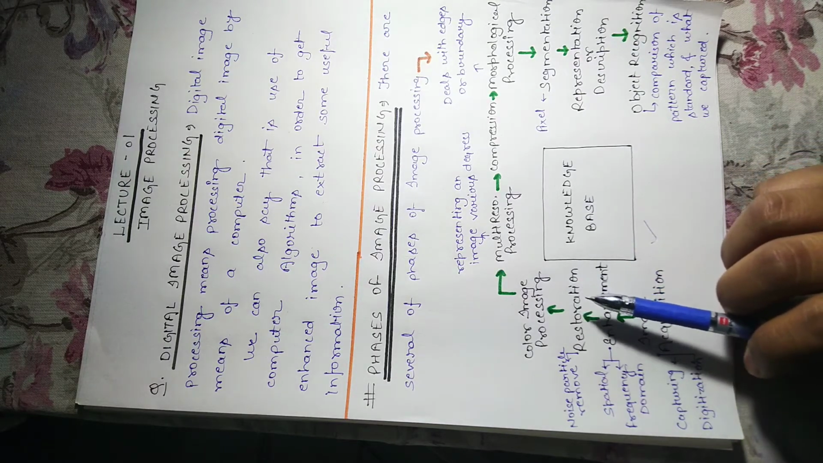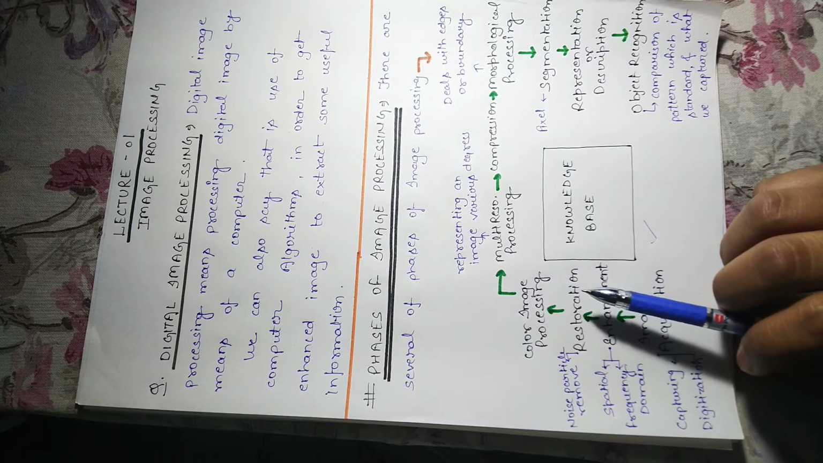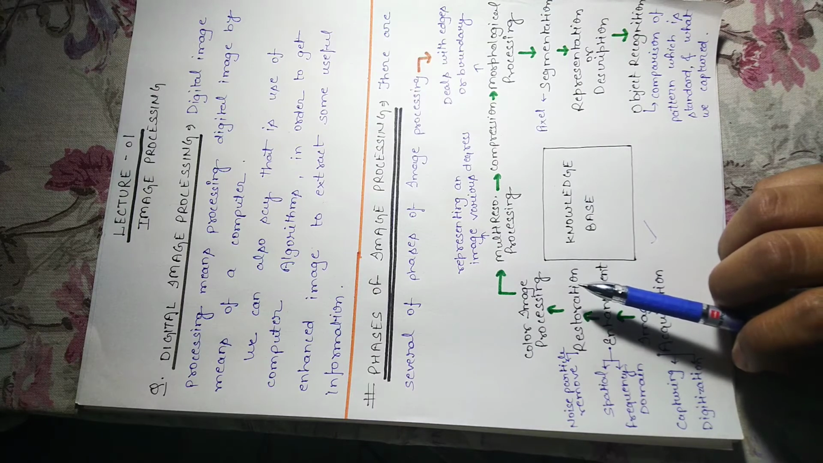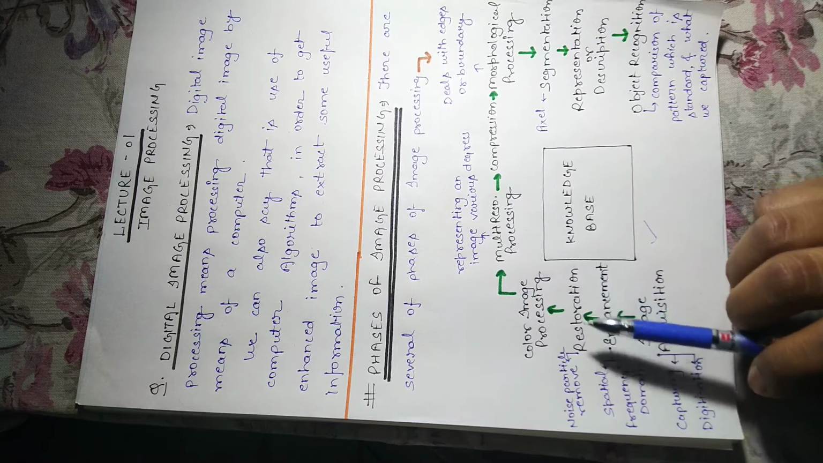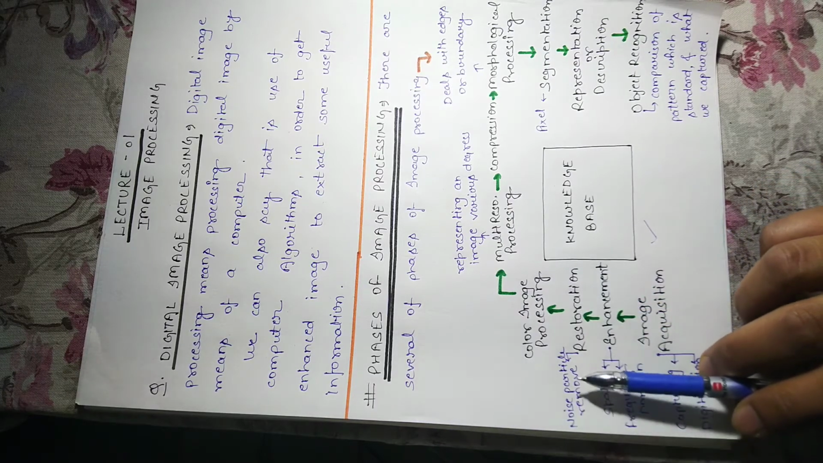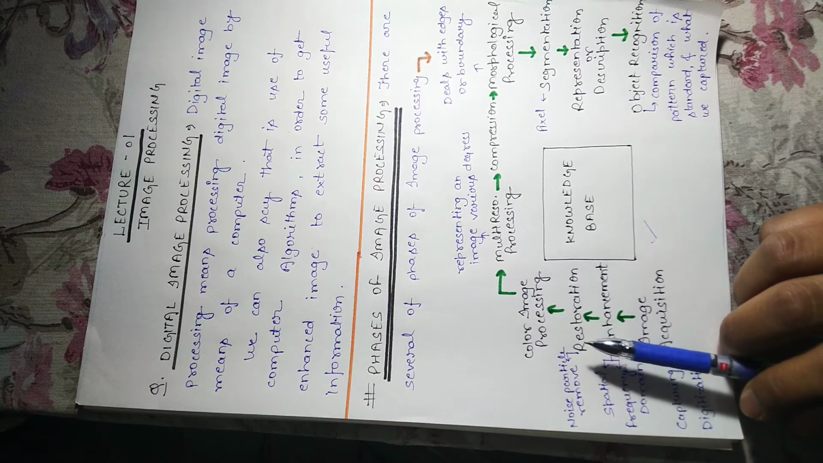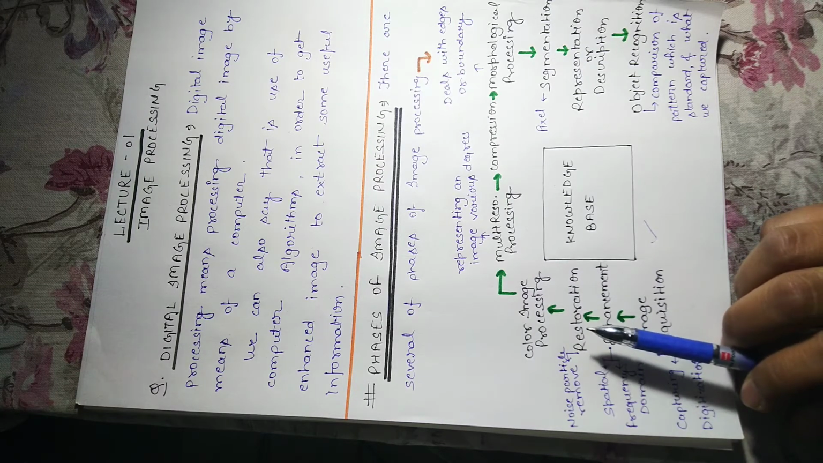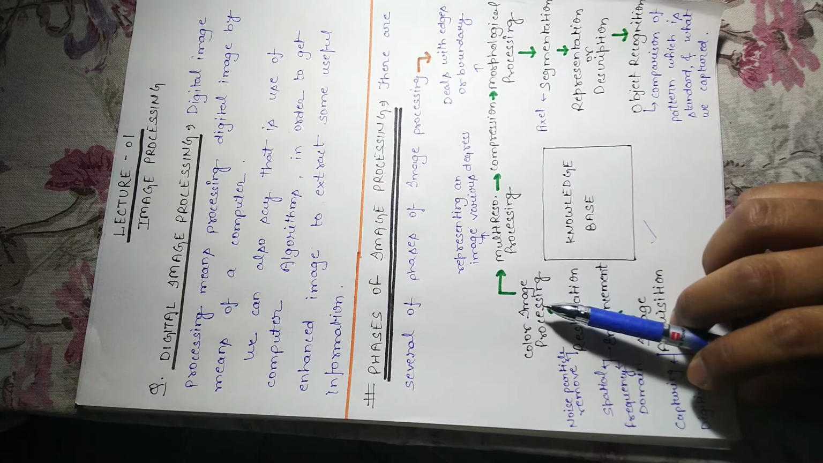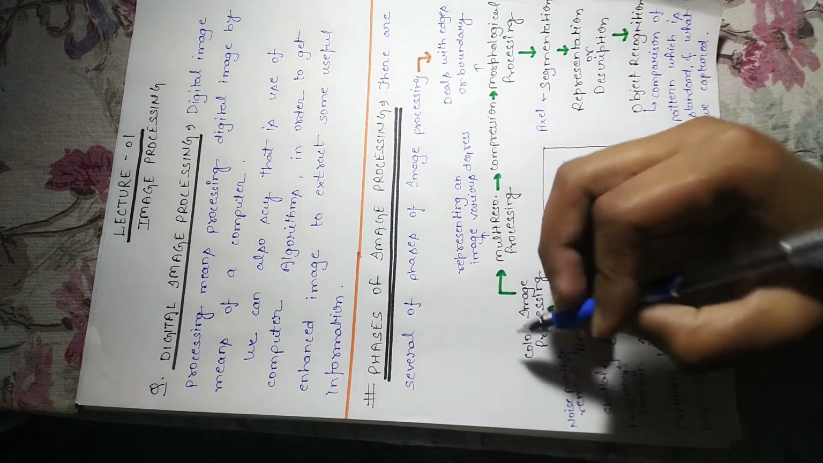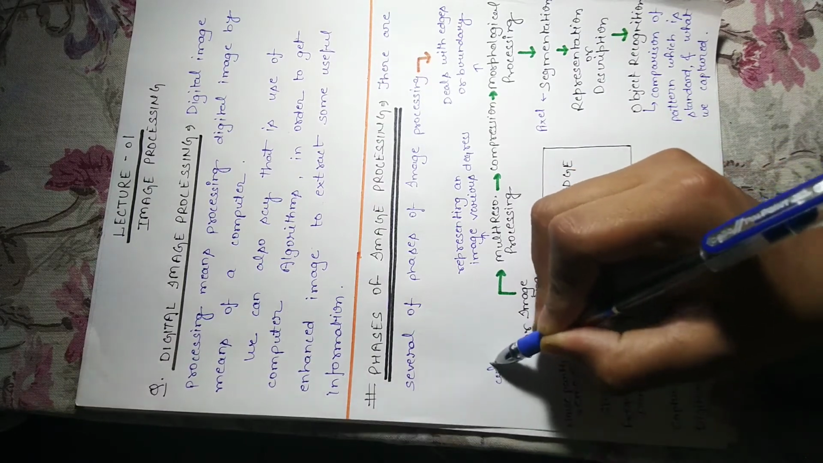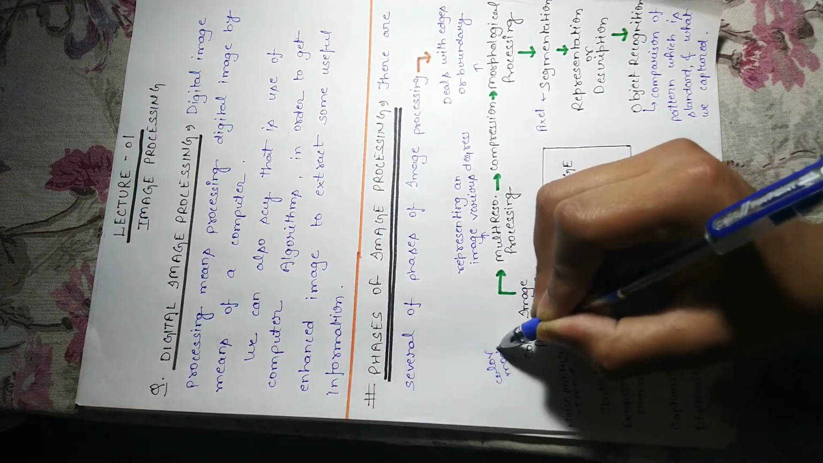The next step is restoration of an image. Restoration of an image is related to some mathematical or image degradation theory. Basically, we remove the noise particles from an image so that we can recover that image. The next step is color image processing. Color image processing deals with the color models of the image.